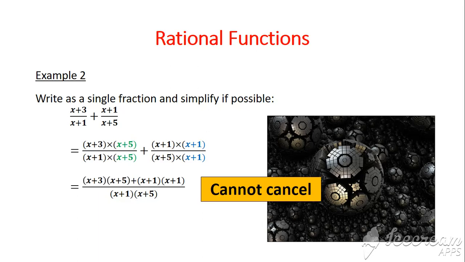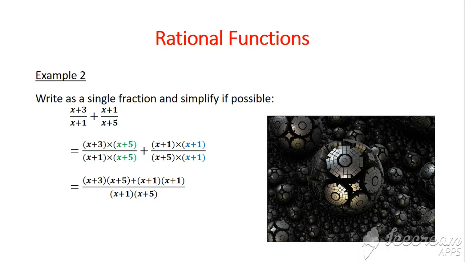Now, I wish we could cancel, but we can't because of this plus here. So we're not able to cancel. We can only cancel when we multiply expressions all together. So we're not going to try and cancel and simplify it. But what we could do is expand out this quadratic and expand out this quadratic. And then we could simplify the top. I've also expanded out the bottom quadratic, although you don't have to always.